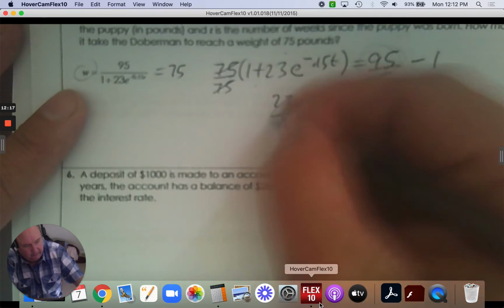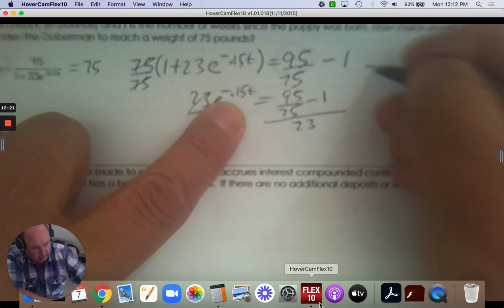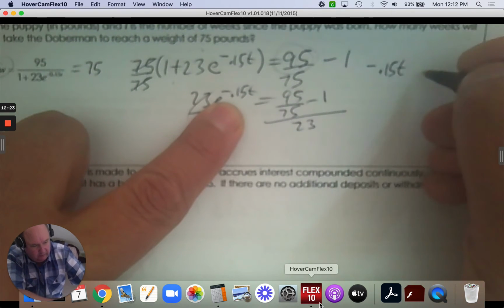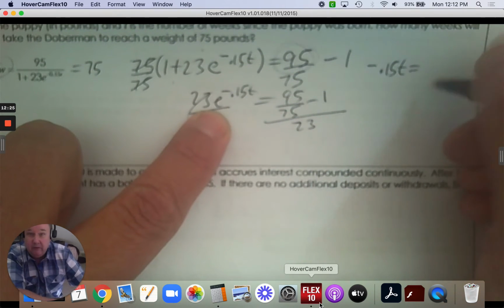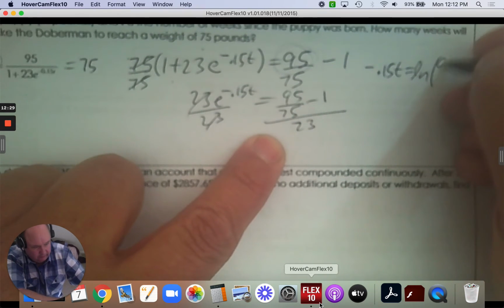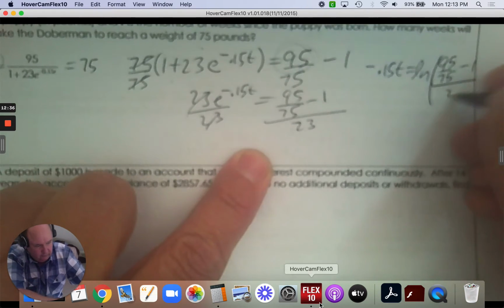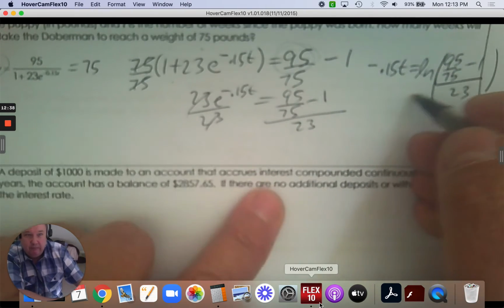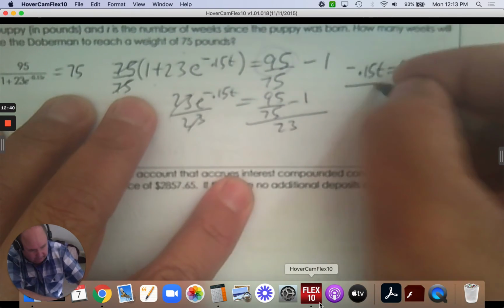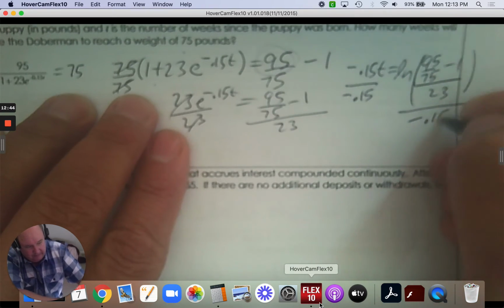And then I write it as a logarithm. Now, to write this as a logarithm, the exponent is negative 0.15t. The logarithm that has a base of e is ln. And then all of this will go inside the logarithm. So 95 over 75, subtract 1, all divided by 23. The last step to get t by itself is to divide that number by negative 0.15. And now use your calculator.